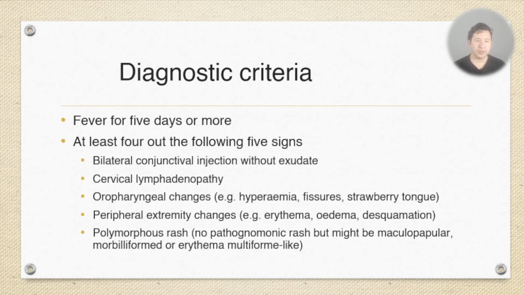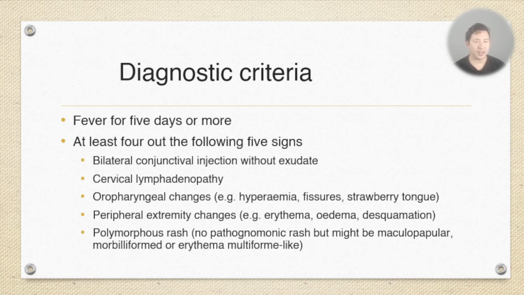Then you've got to have some kind of peripheral extremity changes, which kind of occurs in stages. So depending on when you see the child, it might look different. So first it might just be erythematous, then their hands or feet might be edematous, and then finally they get this desquamation where the skin kind of starts to peel off. And then there's a rash, and there's no pathognomonic rash. It could be maculopapular, it could be morbilliform, which means measles-like, or it could be like erythema multiforme. So the rash can really look like almost anything.